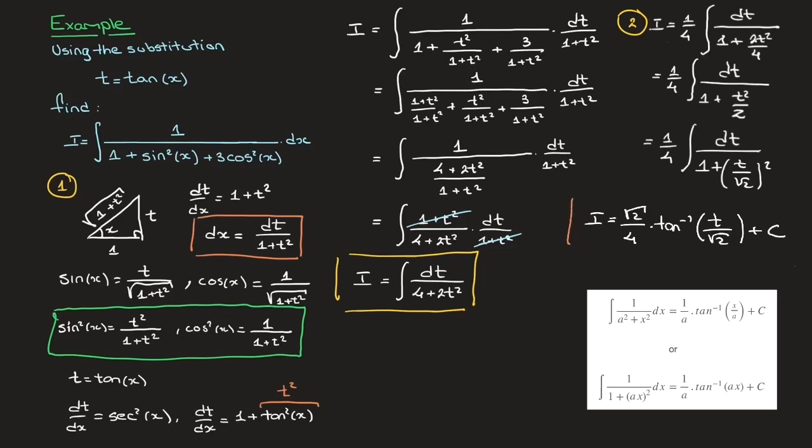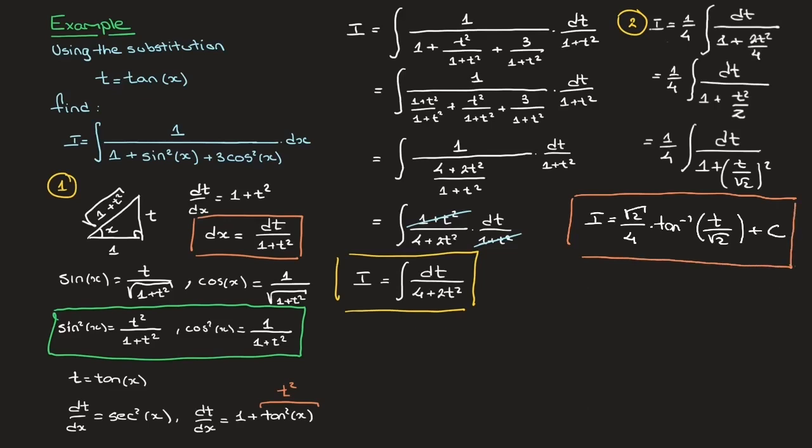And that's the second step done. We've now integrated with respect to t. And so we move on to the third and final step, in which we write our final answer in terms of x. So remembering that t is equal to tan of x, we simply replace the t that we have here by tan of x. And we state that I is equal to the square root of 2 over 4 times the inverse tan, or arctan, of tan of x over the square root of 2 plus some constant of integration, c.